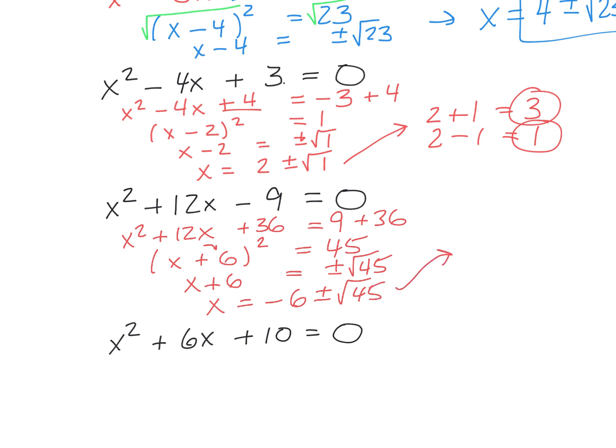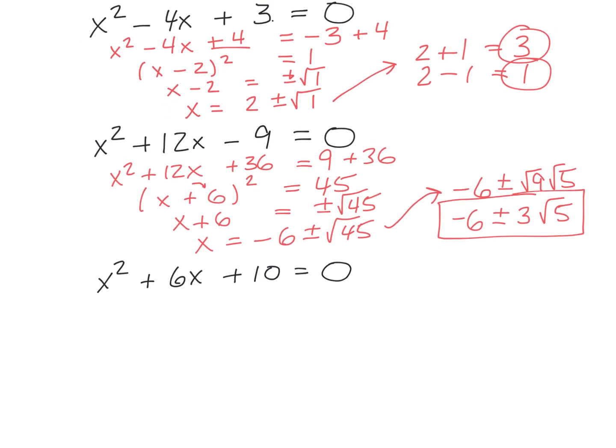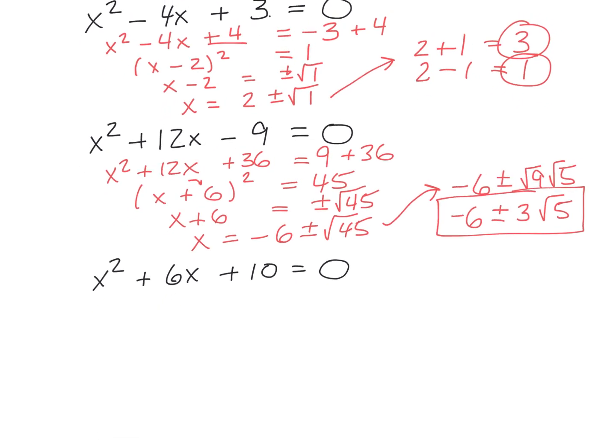Now, in this case, I don't know what the square root of 45 is exactly, but I could simplify that as root 9 root 5, which turns to be 3 root 5. And those would be my two solutions, which again we could do on our calculator. We get some decimal values, or we could just leave it like that as long as it's simplified.